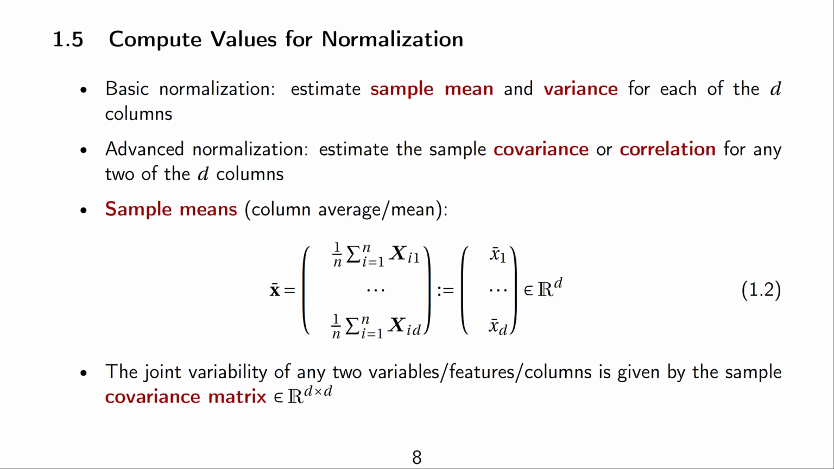First, we need to compute some statistics of the training data that are then used for the normalization. For basic normalization, we are computing the sample mean and variance, and for advanced normalization, that's typically not used in deep learning, we would also compute the covariance or correlation.